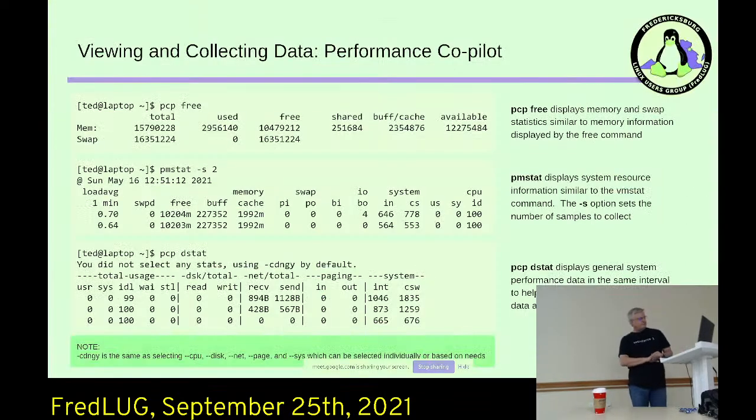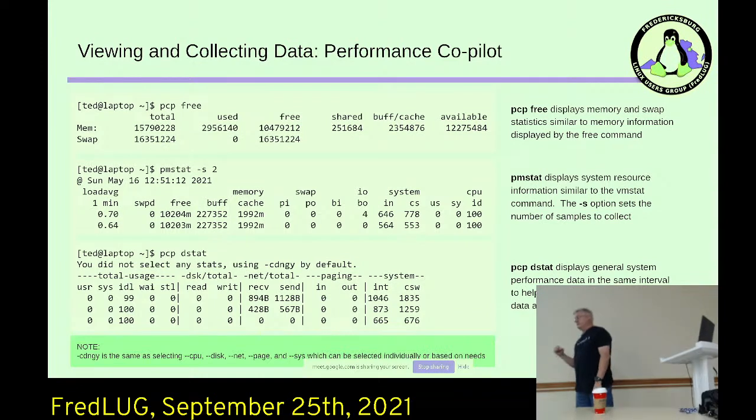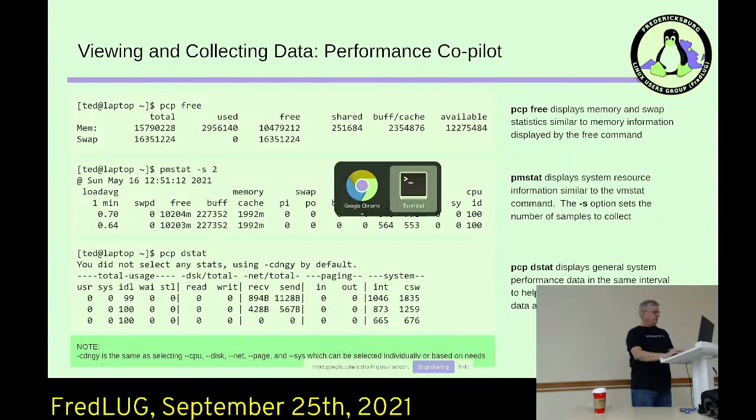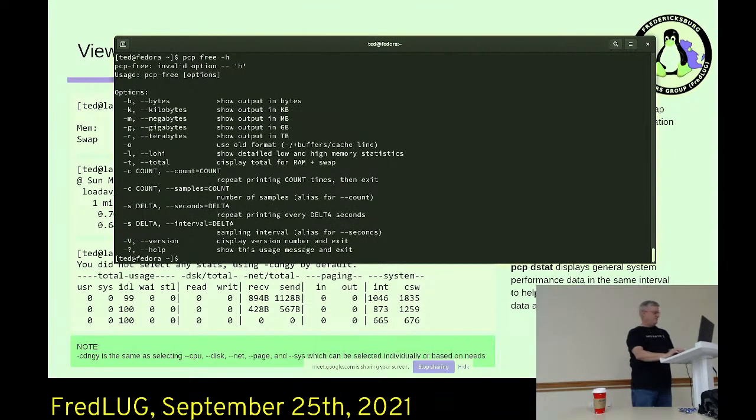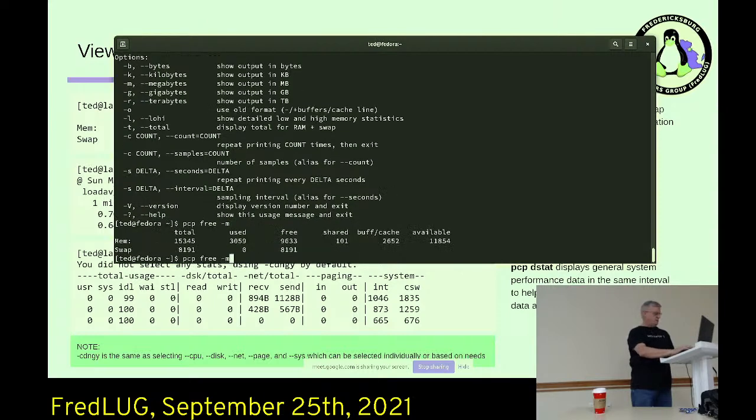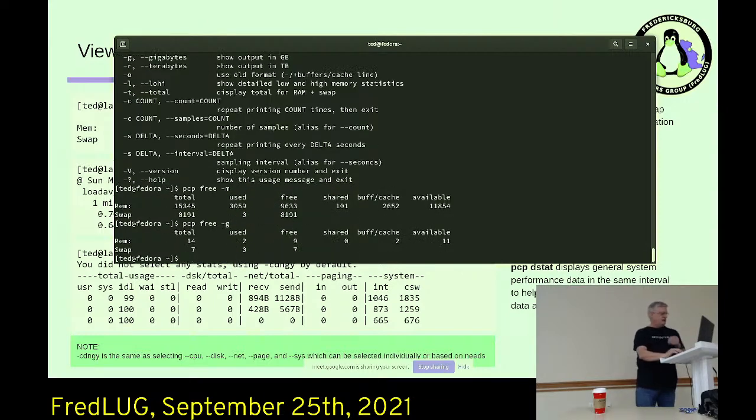All right. So PCP free displays memory and swap information. Remember, we want swap to be 0. We don't like using swap. So this one is running really well. I wonder if I can do a -H here. No. But I can do -K or M, or G for gigabytes. So you can do different things there to show it in a different way.